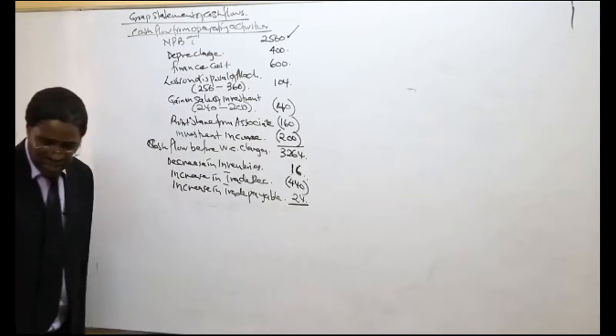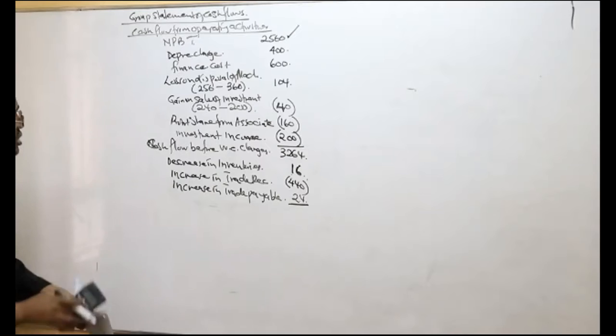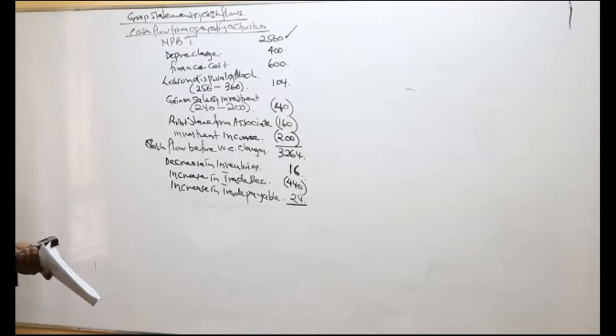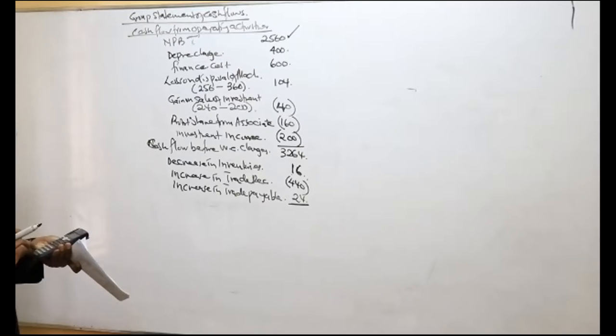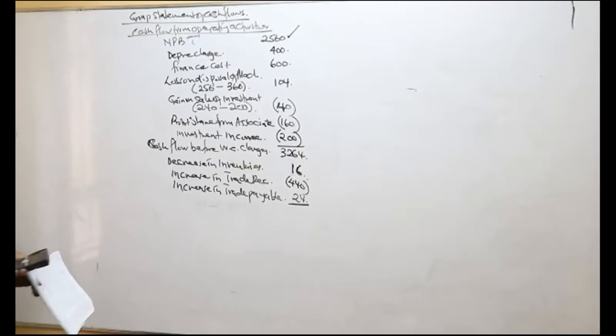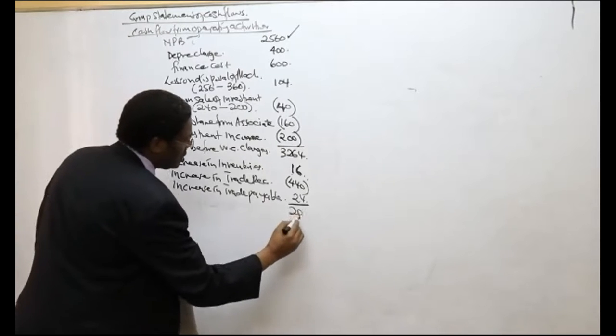So we now get the net because I'm through with the analysis of the working capital. So that is 3264 plus 16 minus 440 plus 24. I'm getting 2864.